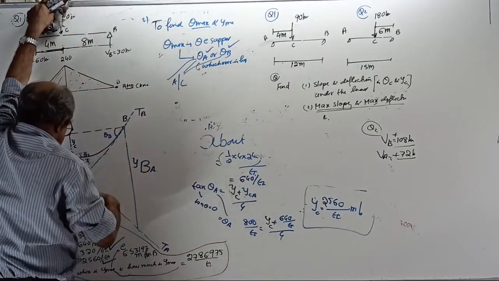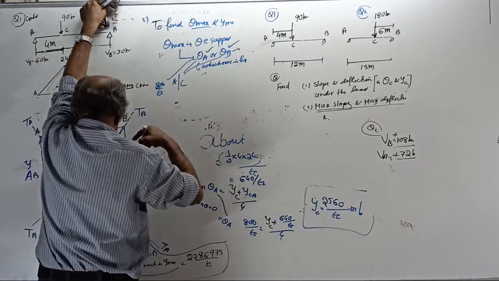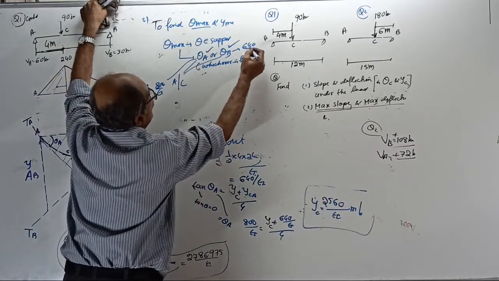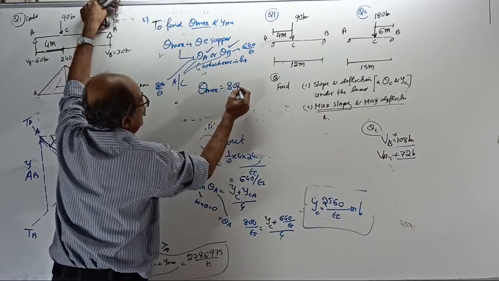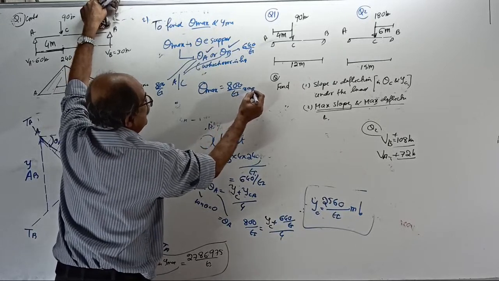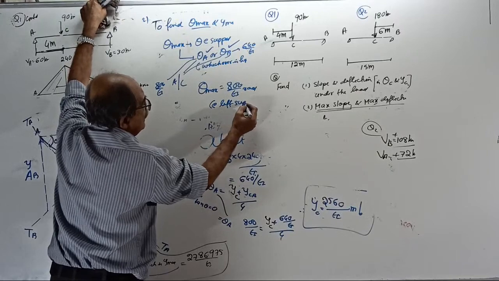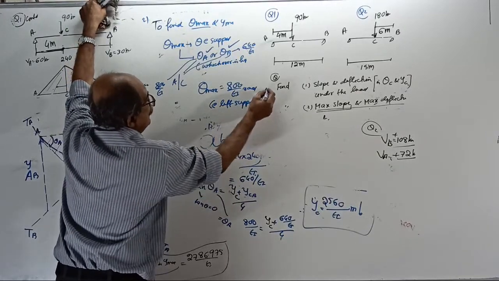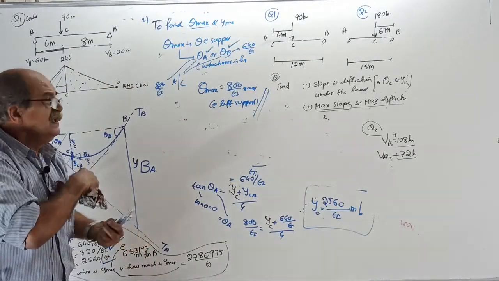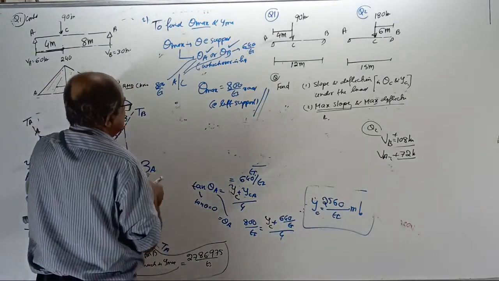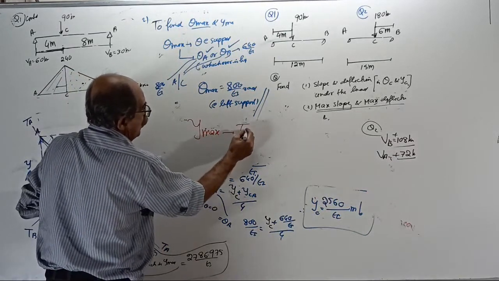Theta A you got 800 by EI, already there. Theta B you got 640 by EI. Therefore, your theta max equal to 800 by EI radian in this question, that is at the left support. Next question, it will become the right support. Theta max clear? Next step is the most important, red color writing. Next is y maximum. Y maximum tomorrow.